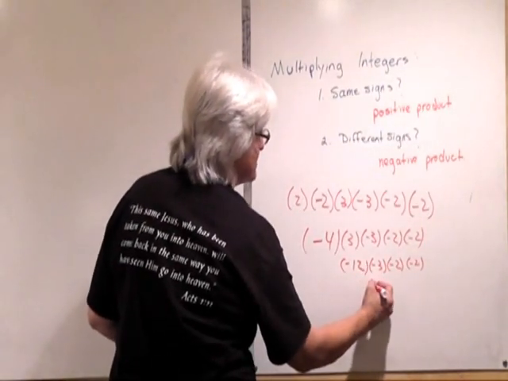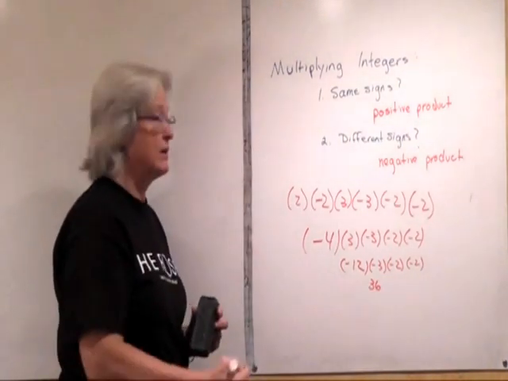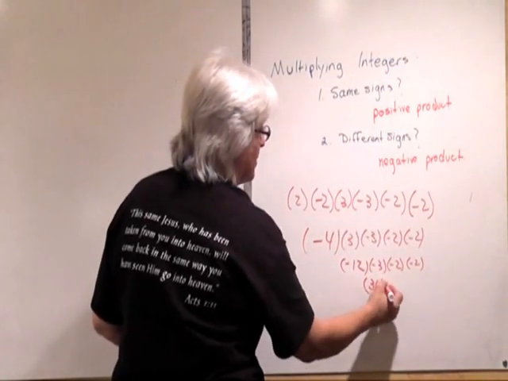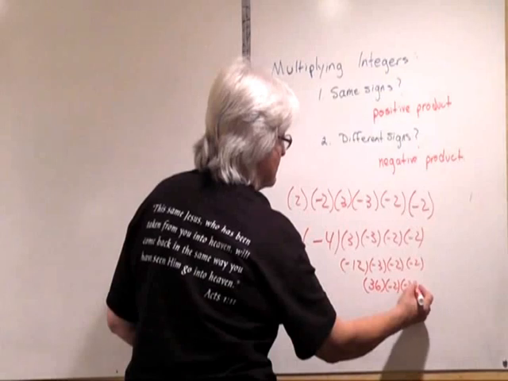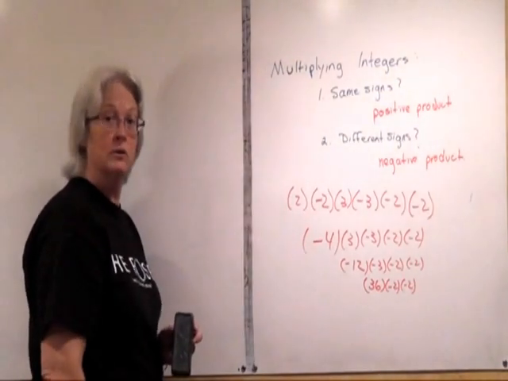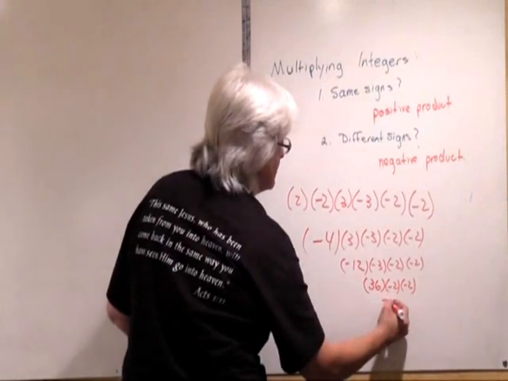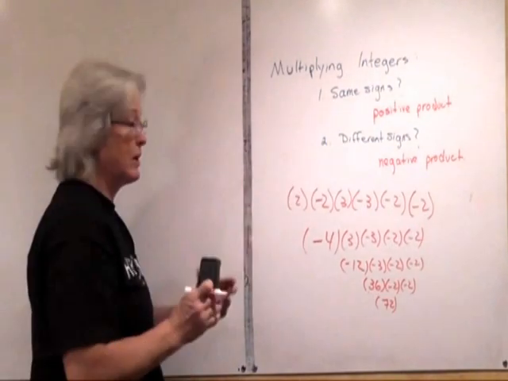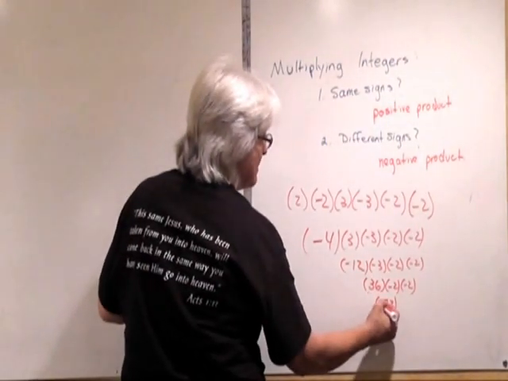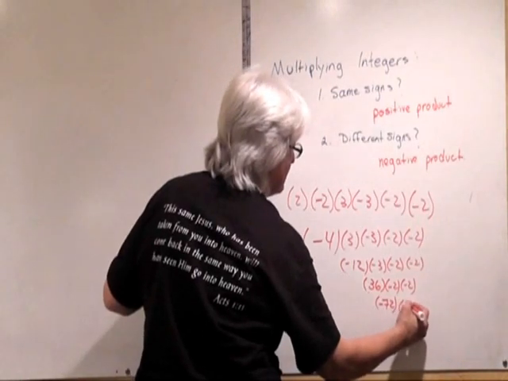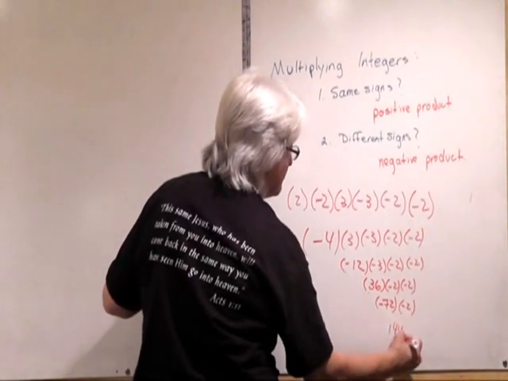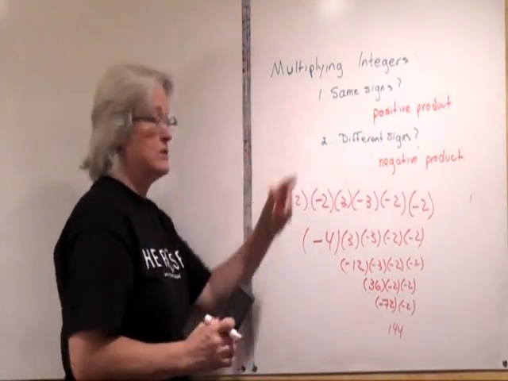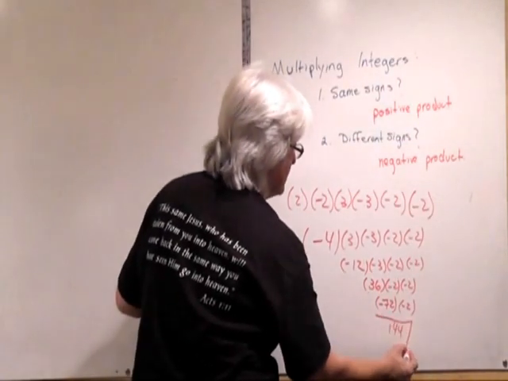3 times 12 is 36. Is it positive or negative? It's positive because the signs are the same, so we have a positive product. 36 times negative 2 times negative 2. 2 times 36 is 72. Because we have different signs, that product is negative. Negative 72 times a negative 2 is 144. Negative, negative, the signs are the same, so the product is positive.